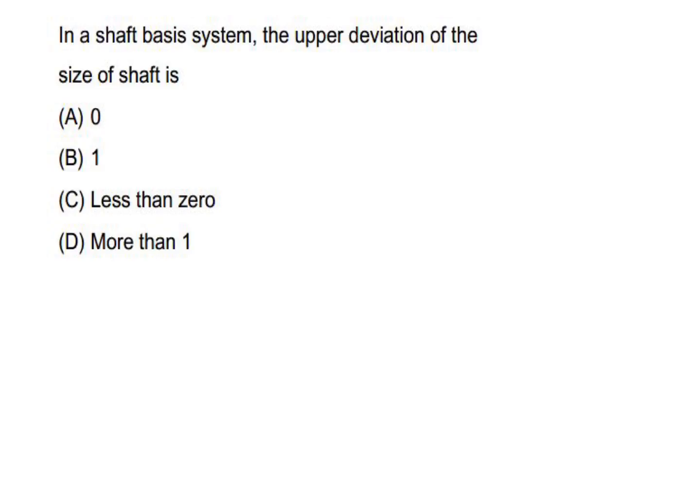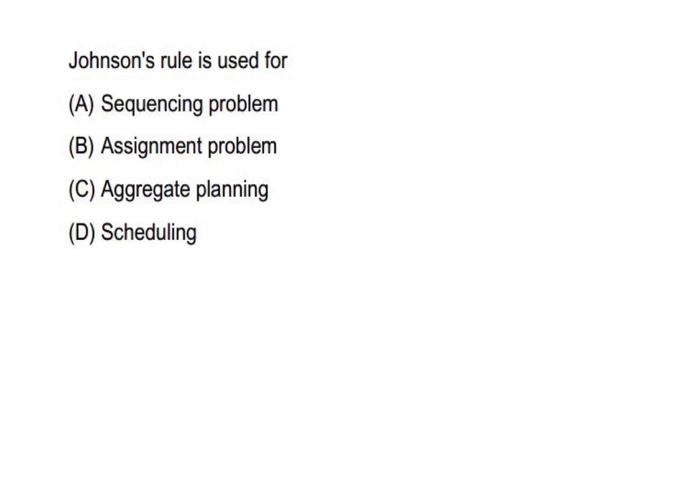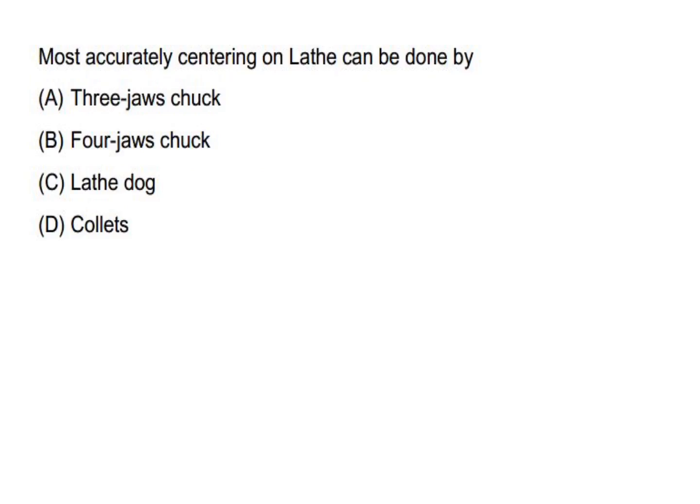In a shaft basis system, the upper deviation of size of shaft is 0. If it is hole basis system, then lower deviation of the hole is 0. This question was also asked in ISRO. Johnson's rule is used for sequencing. Most accurately centering on lathe can be done by four jaw chuck.